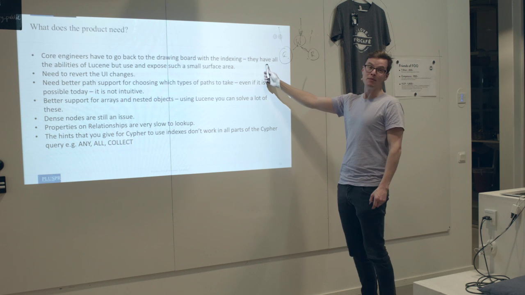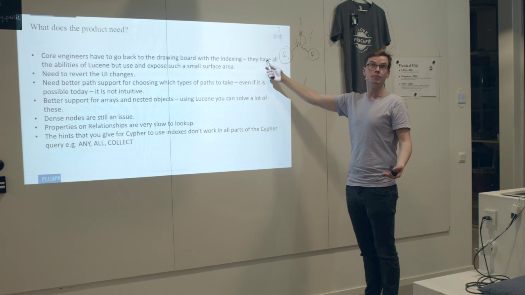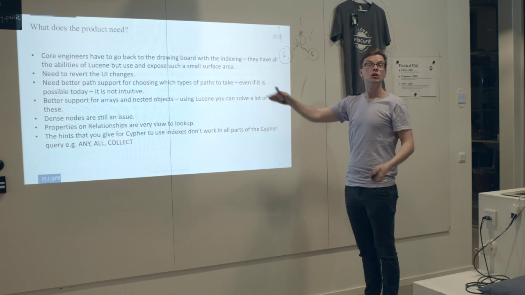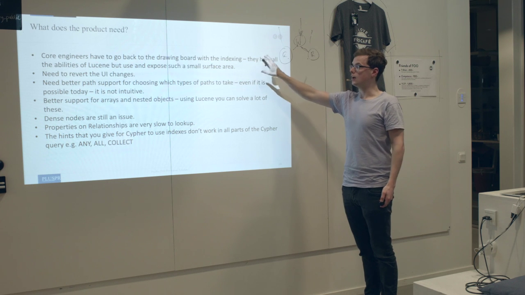So maybe the indexing stuff. Lucene is such a powerful engine, and just little things like when you're doing a predicate query, like a where query, and you use regular expressions, or contains or starts with, Lucene has analyzers for this that do this extremely quickly. So you can look up things by regular expressions in the index. And it's not doing this right now.